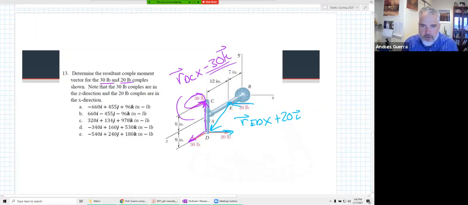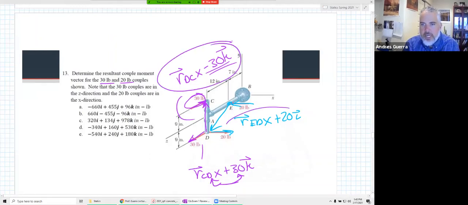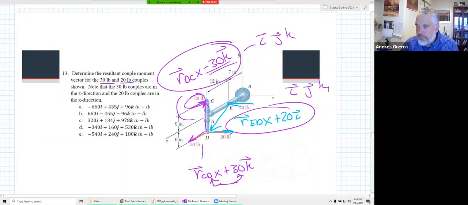I could have done the same thing. I go R from C to D crossed with a positive 30 K hat, because that would mean my position vector ends at D. And what do I have at D? I have the positive 30 K hat, right? So either one works, right? We're going to use either position vector. And then again, I would add these two together. Whatever I get, I'm going to get an IJK and I'm going to get an IJK, and I would just add those two together.